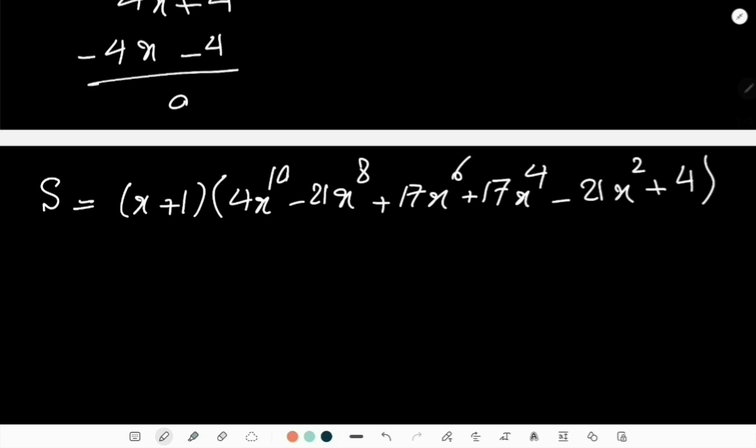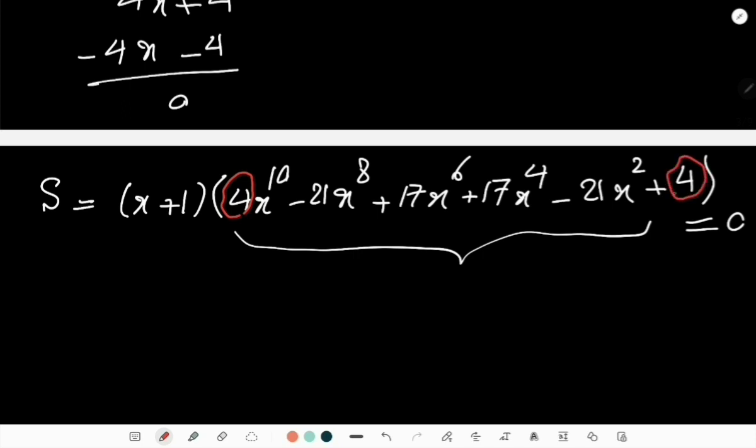So we already have one answer, x minus 1. But let's now pay attention to the second factor. Here, if you also notice, again, we have the same situation. So maybe I do it with a different color. So here, the power of x^10 is 4, and x to the power of 0 is also 4. Here I have minus 21. I have here also minus 21. Sum of the powers is 10. Here I have 17. Here I have 17. Sum of the powers 6 plus 4, 10. So this is also a reciprocal equation, but the order is not odd.